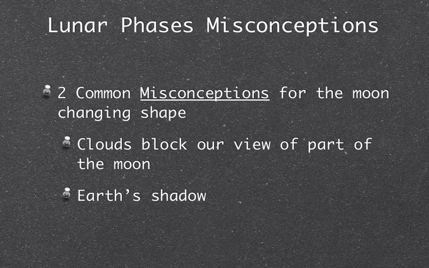Lunar phases misconceptions. A misconception is a misidea or misinformation that you might have learned and still believe even though you may have the evidence to prove otherwise. There are two misconceptions for what causes the lunar phases and why we see those different shapes throughout a lunar month. Some people believe that clouds block part of what we see of the moon, so we only see maybe a tiny sliver for a crescent, or only half of a moon for the third quarter, or that it is Earth's shadow.